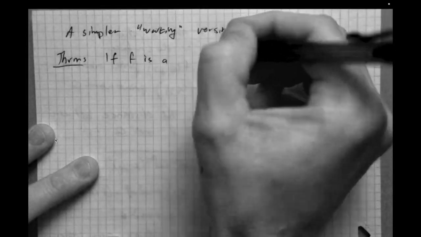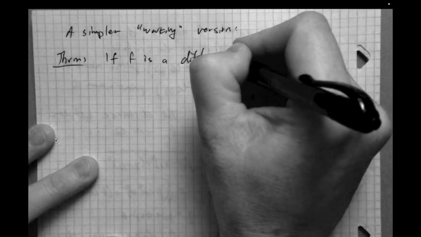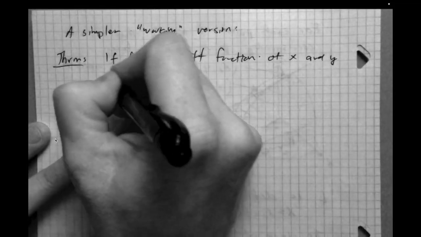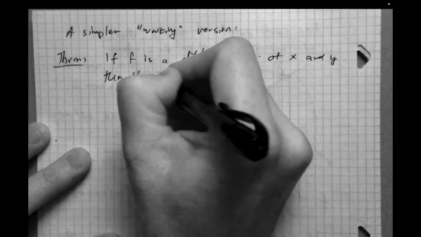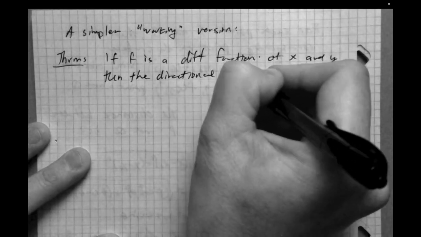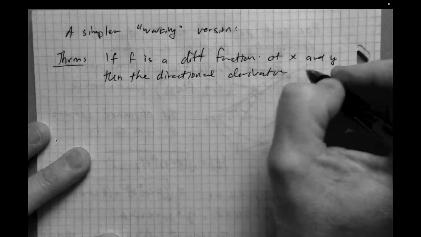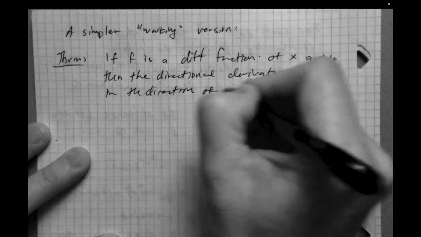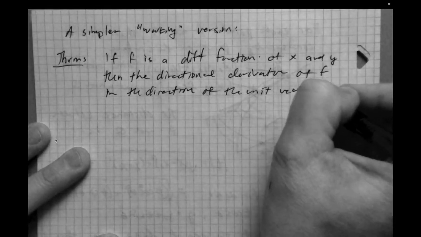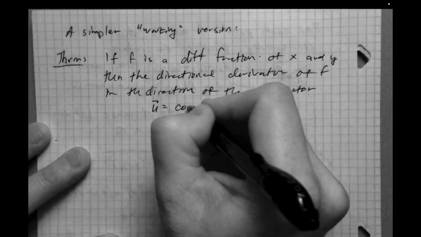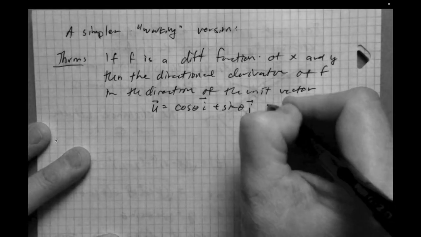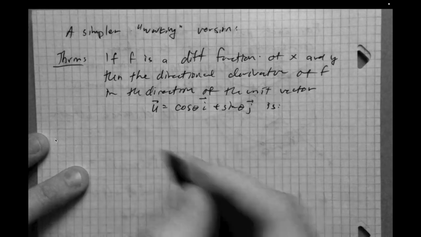All right, so here we'll say if f is a differentiable function of x and y, then the directional derivative of f in the direction of the unit vector u equals cos theta i plus sine theta j is, and so here's a sort of a simpler way to think about it.